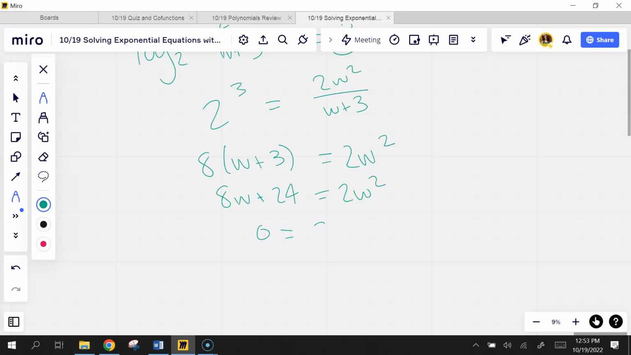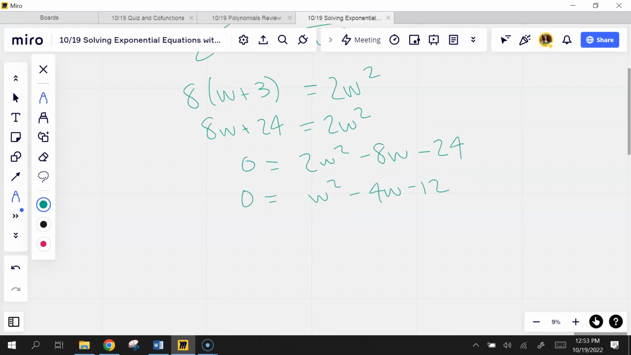Make it equal 0. 2w squared minus 8w minus 24. I divided everybody by 2. Multiplies to negative 12, adds to negative 4: negative 6 and 2. Negative 6, 2. Do you see?